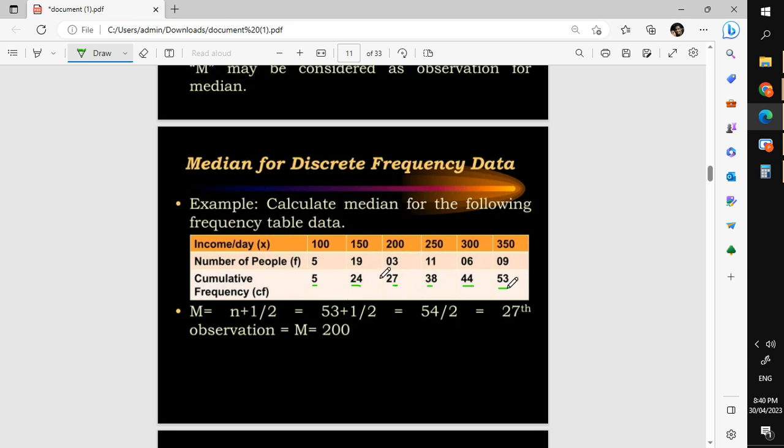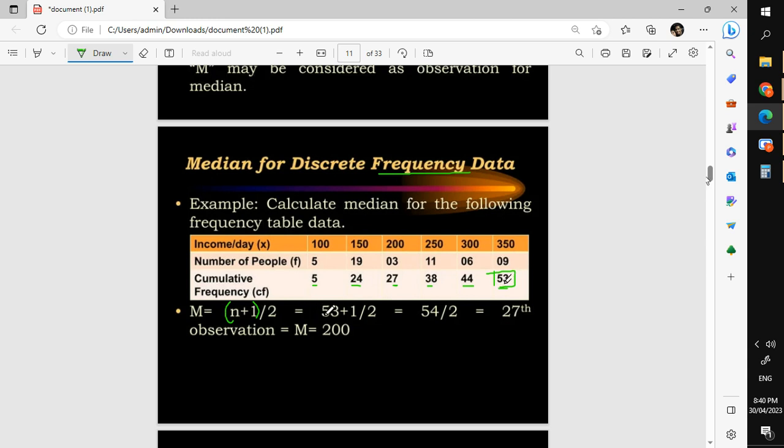Now that you have this already, ato na dayon i-substitute sa atong formula. Take note, if the data is for discrete frequency data, ang n nato is not the number of observation, but it's the total or the cumulative frequency. In this case, ang cumulative frequency or the total frequency is 53.